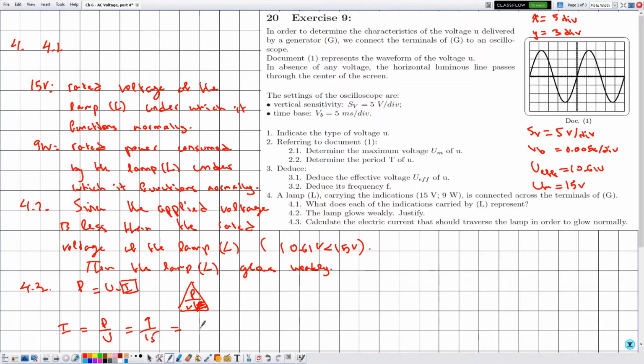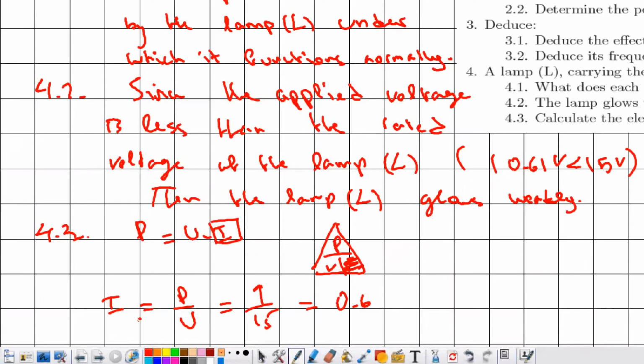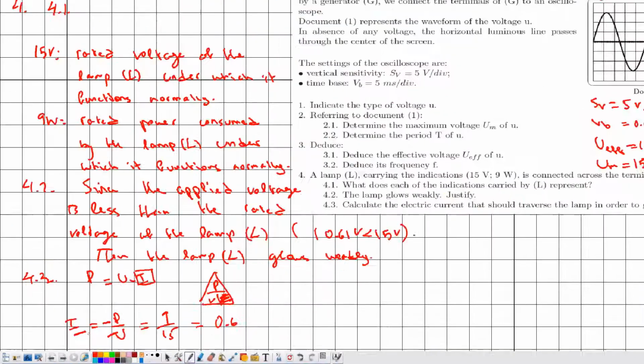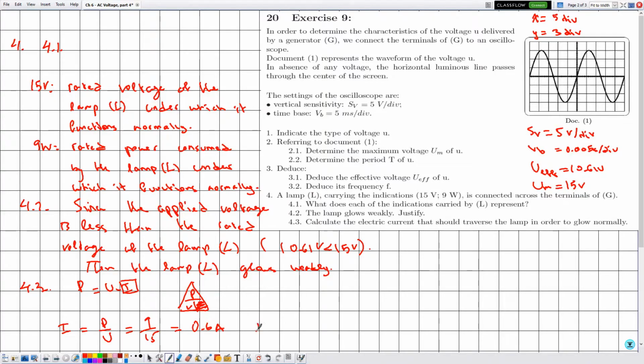Plugging this on the calculator, then the value of I is given by 0.6. Since P and U are expressed in the SI, the value of I will be in the SI, which is amperes. Then the value of I is given by 0.6 amperes. Now this is it for exercise number 9.